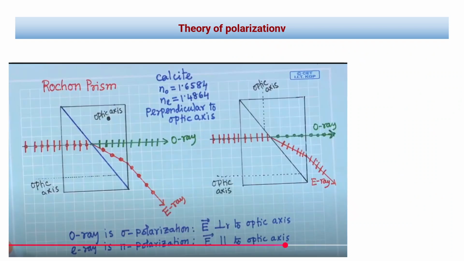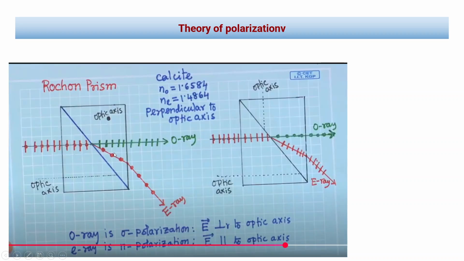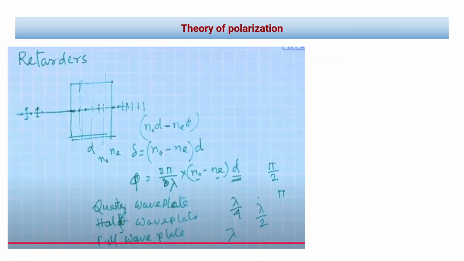Then there are different prisms; depending on the way we are pasting these two prisms together, the O ray and E ray that we get outside change. And we have discussed the Wollaston prism. This is also something similar. Here the optic axis is perpendicular to this direction, and that's why, even if it's coming in the same direction, its velocity changes. Then we have discussed, depending on how we are using these polarizers, we can get retarders: a quarter wave plate, half wave plate, or full wave plate.